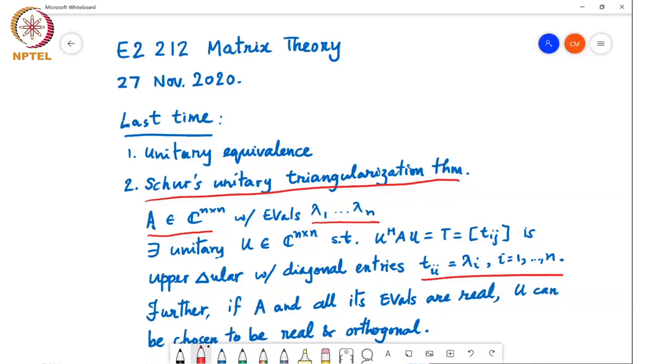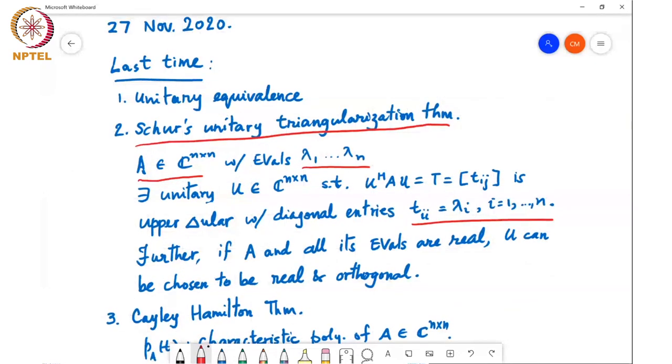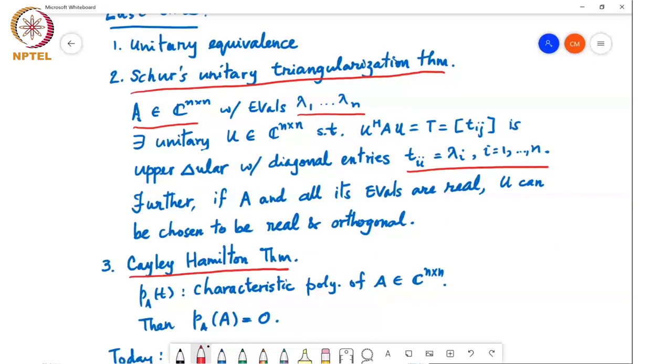Of course, if A and all its eigenvalues are real, U can be chosen to be a real orthogonal matrix, which will also be a real orthonormal matrix. So the generality of the theorem is what makes it very important. It's applicable under no restrictions on the matrix A. One application of this triangularization theorem that we saw was the Cayley-Hamilton theorem, which basically says that any matrix A satisfies its own characteristic polynomial. We saw the proof of this theorem, and that's where we stopped the previous time.